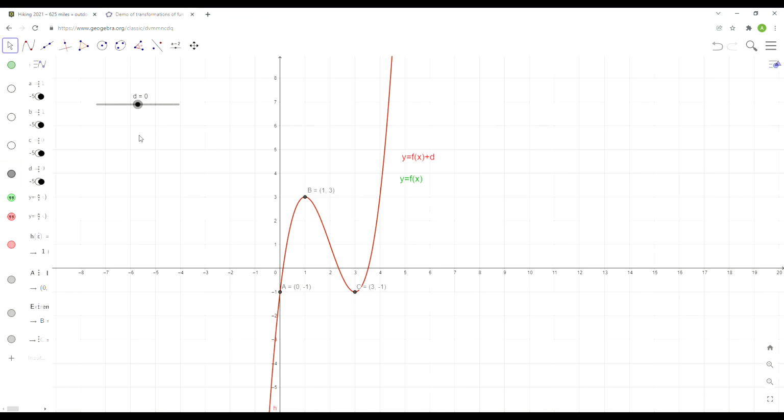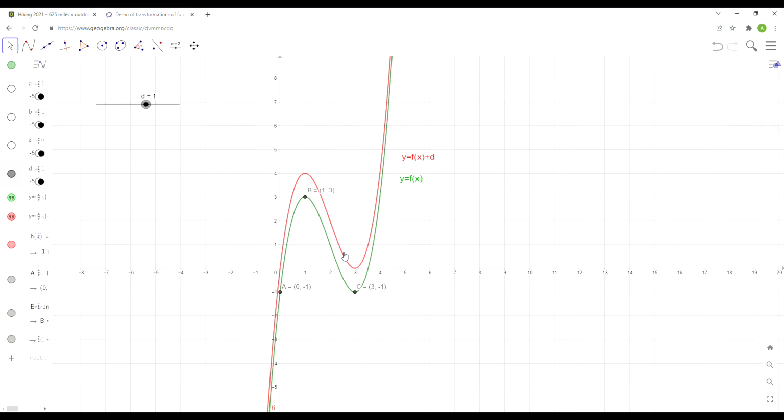Okay, let us put d equal to 1. So you can see that what's happened to this point is it has gone up by 1, because f of 1 was 3, but this new curve, the red one, is y equals f of x, so that was 3, plus 1. So that point has moved up by 1. Let's look at point C. What's happened to that? Well, f of 3 was -1, but the new curve is f of 3 plus 1, so we're just adding 1 to the y coordinate again. And in fact, that's true for every single point on this curve.